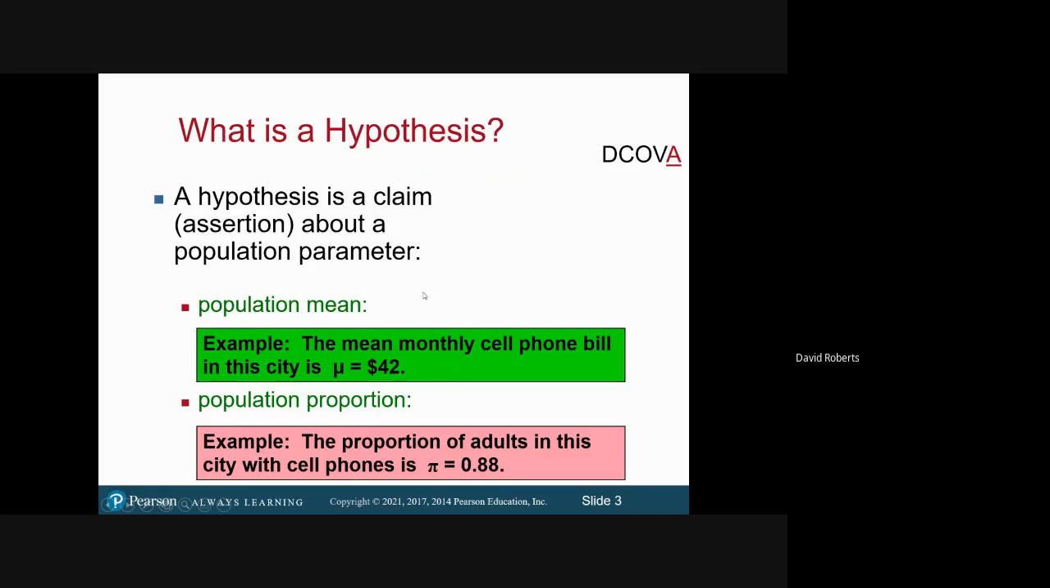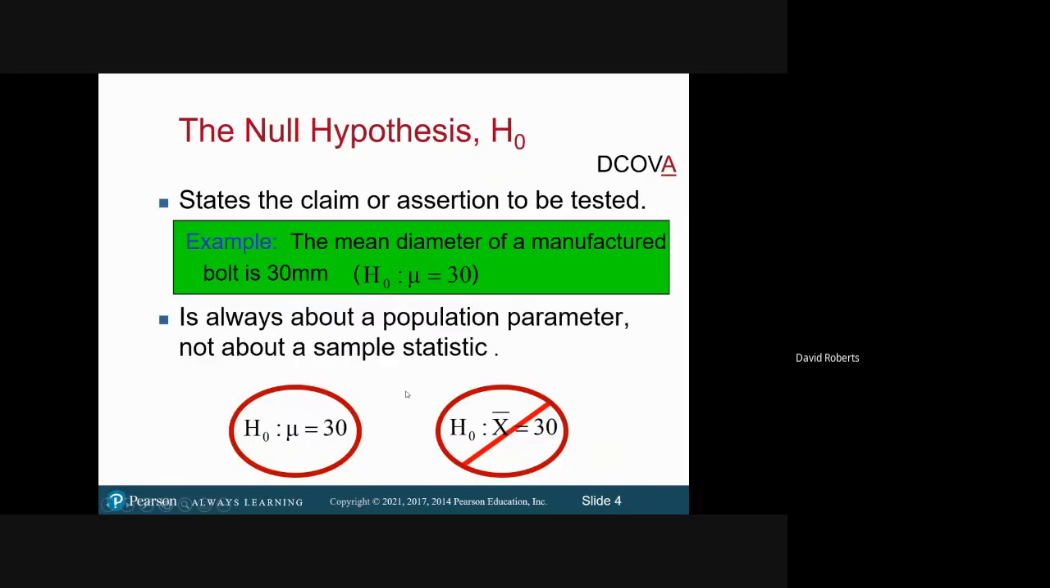So in this particular case, you make a claim that the mean monthly cell phone bill in the city is $42. We wish, right? But as we know in Canada, they tend to be quite a bit higher. Well, there's also another example, that the proportion of adults in the city with cell phones is 0.88 or 88%. So those are a couple of statements. Now, somebody might say, well, you're right. Somebody might say you're wrong. You would have to prove that. And there's various ways to do it.